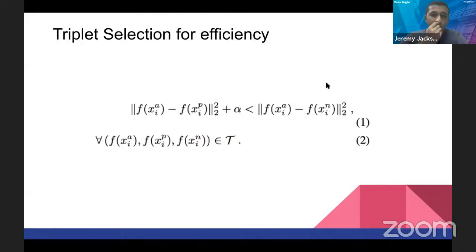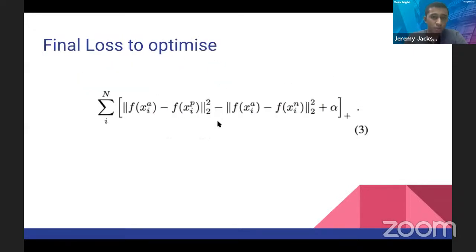So this is the condition by which we select the triplet, which is the function. The distance between these embeddings, which is represented by this L2 norm, should be lesser than the distance between the anchor and the negative by a margin alpha. So if you select the triplet like this, then you will be able to optimize it against the loss function like so.